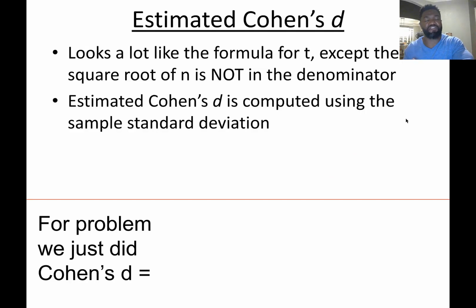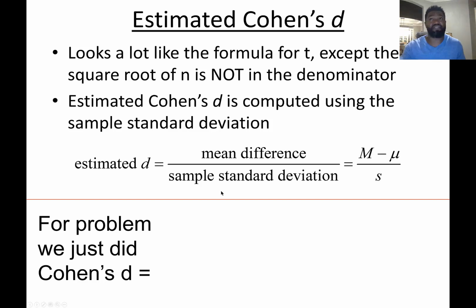So, the first measure of effect size we're going to learn is Cohen's d, okay? And it looks a lot like the formula for the t-statistic, right? Except you don't have this stuff in the square root of the denominator and you're not dividing by the square root of n. So, the estimated Cohen's d is computed using the sample standard deviation, okay? And so again, Cohen's d is going to be the mean difference, so that same top part of the formula, divided by the sample standard deviation. So it's not going to be divided by the standard error, right? Because if this was the sample standard deviation divided by the square root of n, then you would be solving for t again, right?